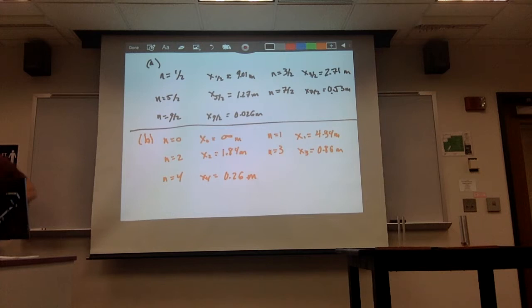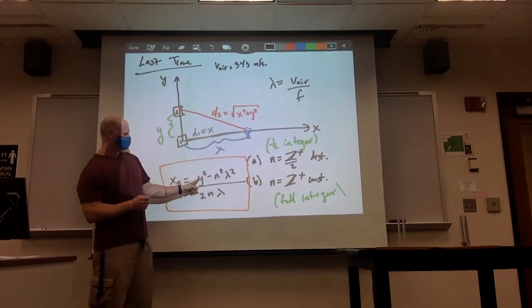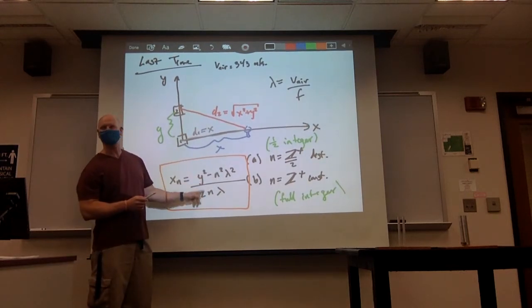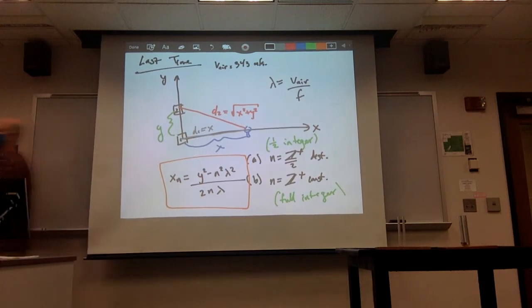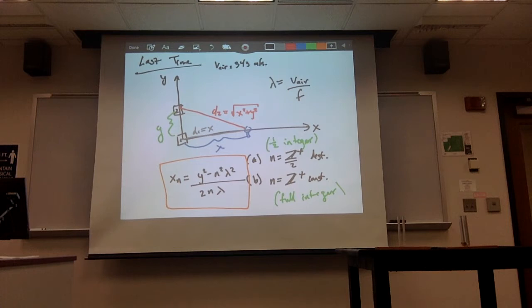For part B, constructive interference, we start off with the integers. Here I put in n equal to 0 and I get infinity. The reason is that if I get 0 here, this term goes to 0. Then I have 4 divided by 0, but anything divided by 0, your calculator will tell you it's undefined, a mathematician will tell you it's undefined, a physicist tells you that's infinity. So it's infinity.